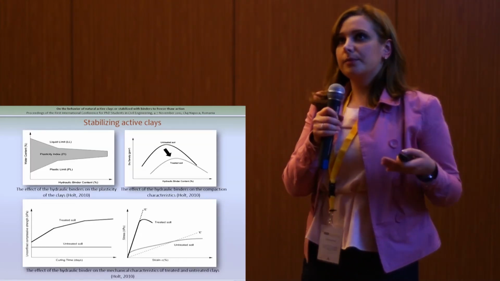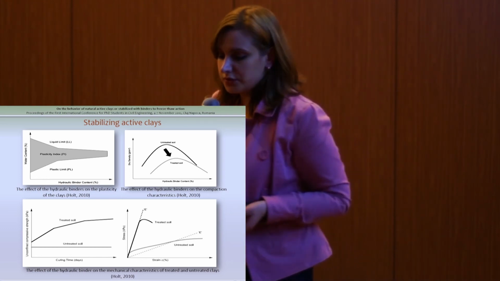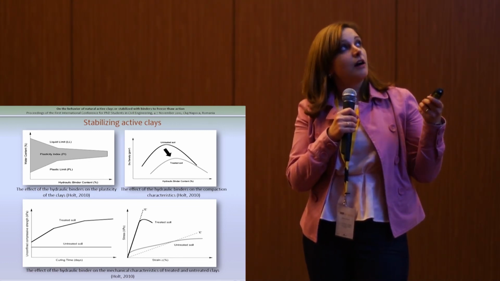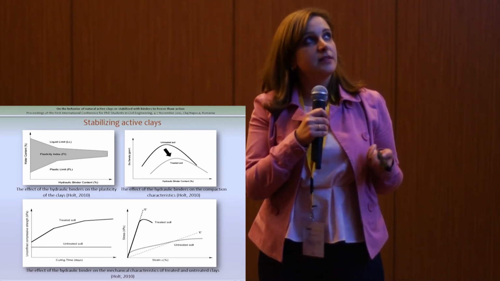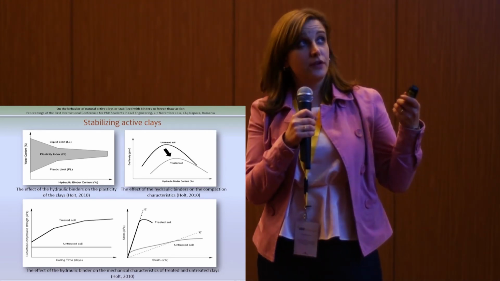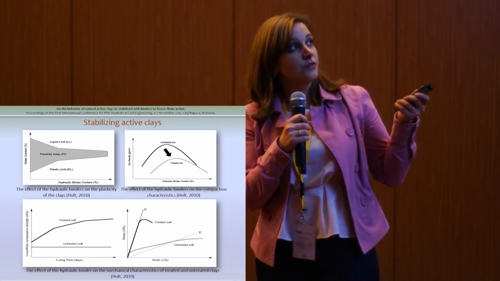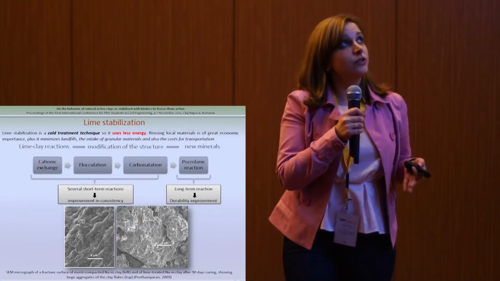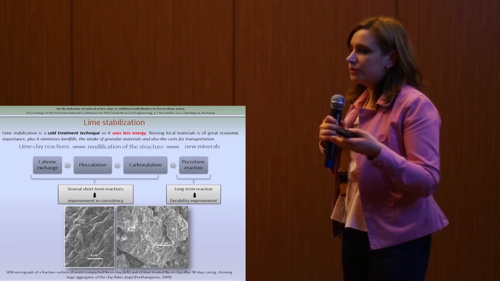I was speaking about the improvement of the soil through stabilization. Through stabilization, we will obtain a decreased plasticity index, a decreased dry density, so a higher grade level of compaction, and of course higher strengths of the soil. Lime stabilization is a cold treatment technique, so it uses less energy. That's why it's really suitable for use in the whole world.